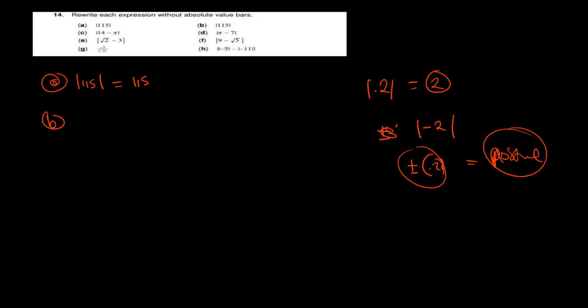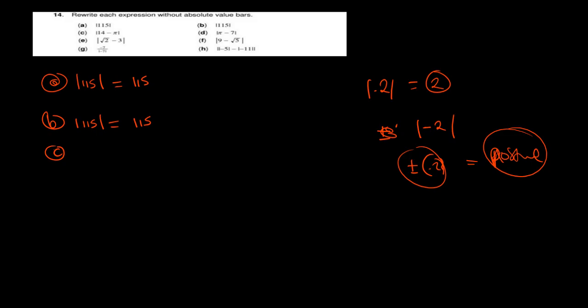So B is saying again 1 1 15, like that. This will still give us what? The same thing again, 1 1 15. There's no negative, so it won't even do anything. It will still supply the positive.